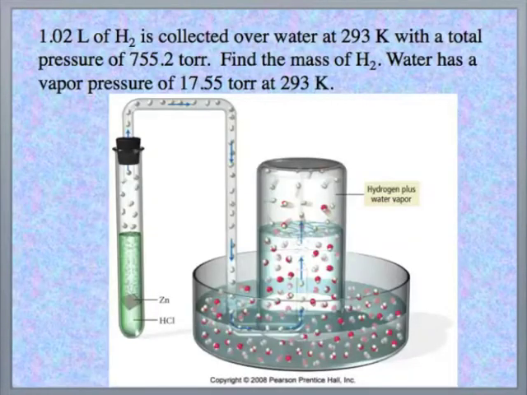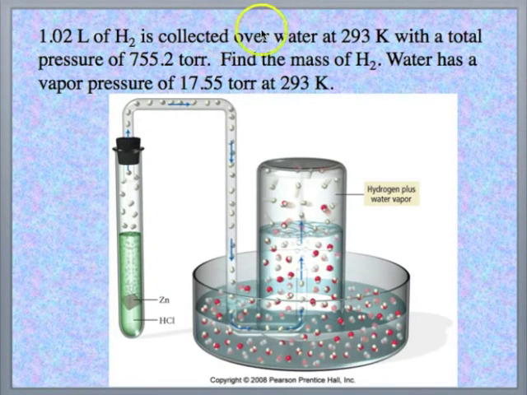Now, partial pressure becomes a very important tool when we use a technique called displacement to measure a gas that we generate and the moles of the gas that we generate. In this problem, we have 1.02 liters of hydrogen collected over water at 293 Kelvin with a total pressure of 755.2 torr. And the question is asking us to calculate the mass of hydrogen that we've collected by displacement.